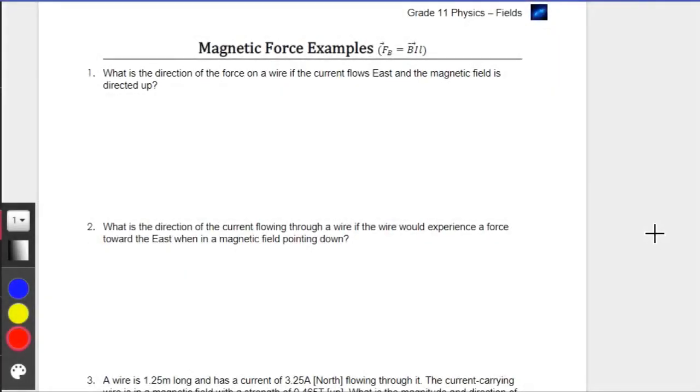We're going to attempt to use the right-hand rule for the first two questions here and beyond. What is the direction of the force on a wire if the current flows east? So we have current flowing to the east over here.